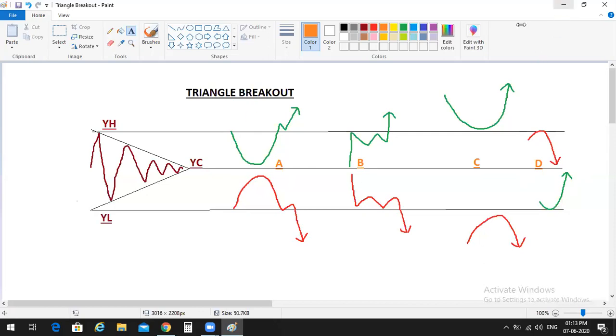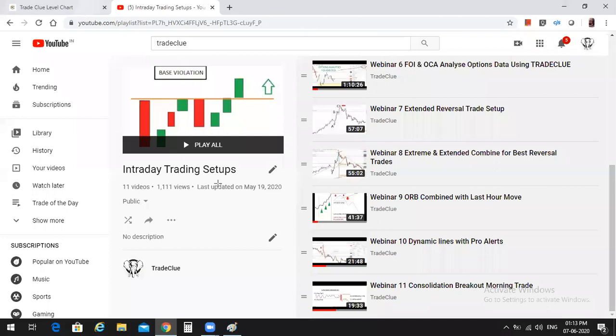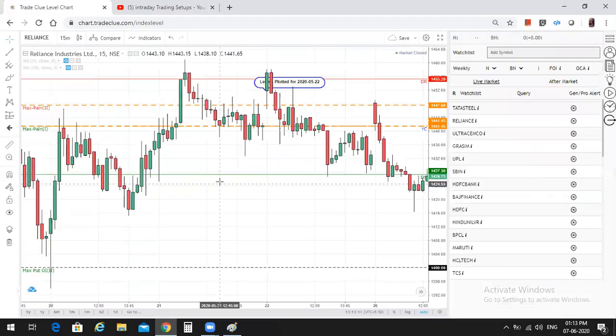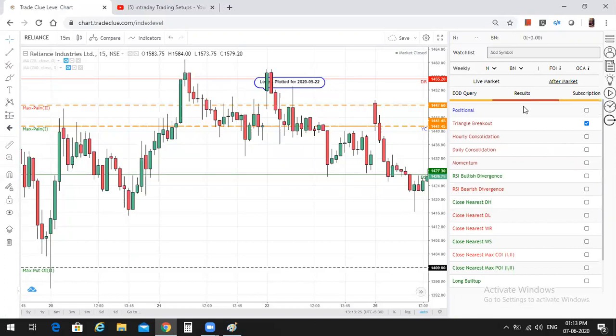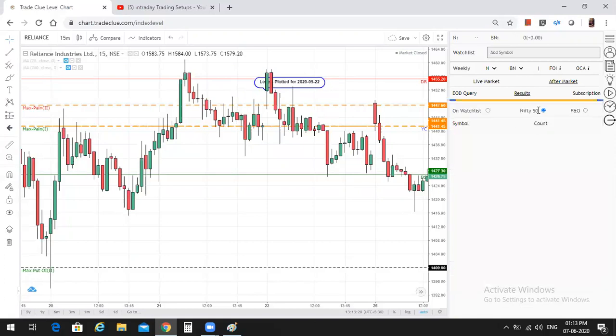So let's go to our tool. We have our TradeClue tool where you get all the levels marked. The most important query over here in aftermarket is triangle breakout. Once you go to the aftermarket section and then to triangle breakout, you can get the results of stocks under Nifty 50 for tomorrow, triangle breakout, or stocks coming from FNO which are classified for triangle breakout.